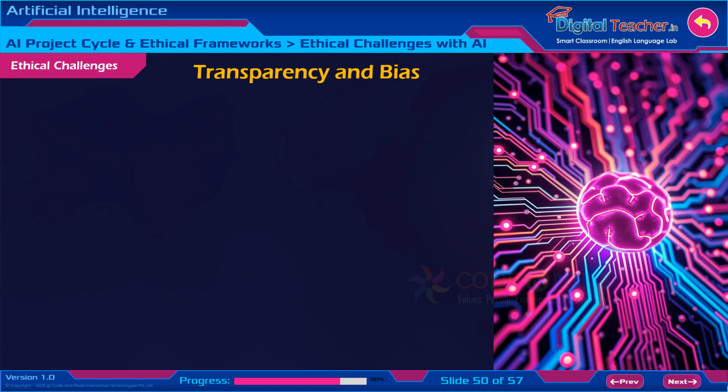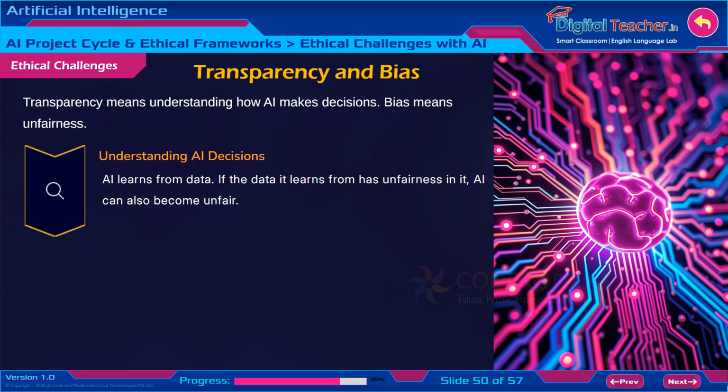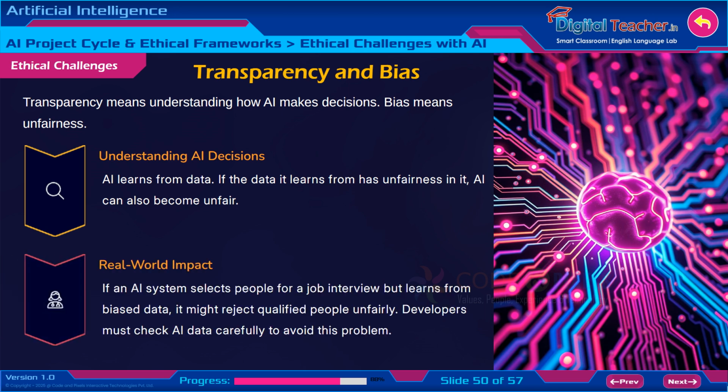Transparency and bias. Transparency means understanding how artificial intelligence makes decisions. Bias means unfairness. Artificial intelligence learns from data. If the data it learns from has unfairness in it, artificial intelligence can also become unfair. If an artificial intelligence system selects people for a job interview, but learns from biased data, it might reject qualified people unfairly. Developers must check artificial intelligence data carefully to avoid this problem.